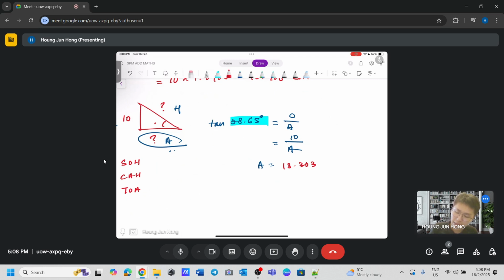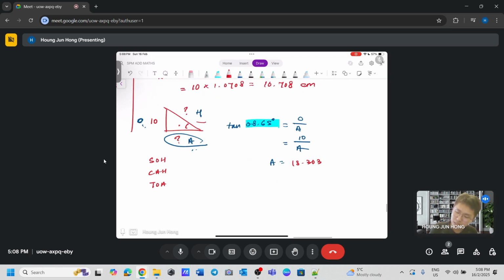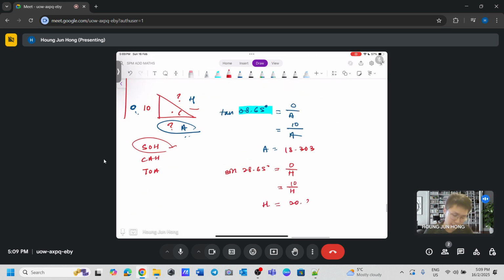Then in a similar fashion, you can also find H. I think you can use sine. So sine 28.65 equals O over H. Again, you know that this is 10 over H, so you solve for H. You get 20.857. Let's do a bit more decimal places. We're almost there.